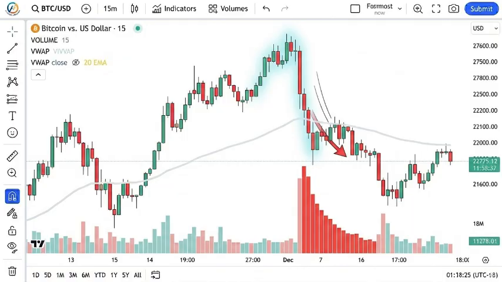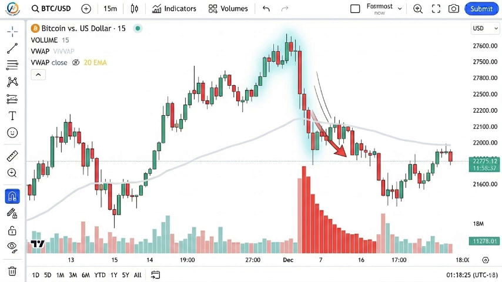When price is above VWAP, VWAP becomes support. Think of it like a floor. When price pulls back down to VWAP, buyers step in. They see VWAP as fair value. They buy the dip. Your entry is when a bullish candle closes above VWAP after touching it. Your stop loss is just below VWAP.